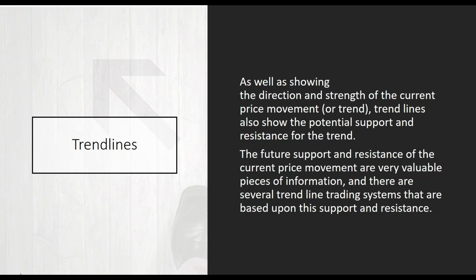But these are the two pieces of information that need to go onto your chart that help you decipher what is going on. Whether you want to use all these mathematical formulas and all these complex other things, that's perfectly fine. But a trend line is a basic piece of information. The trend is your friend, is the old adage in the marketplace. Because as well as showing the direction and strength of the current price movement, trend lines also show potential support and resistance for the trend.